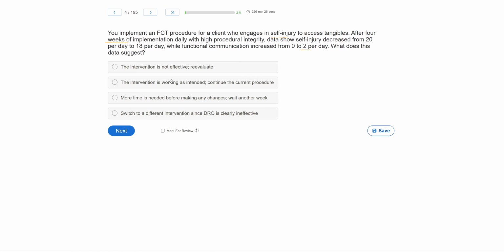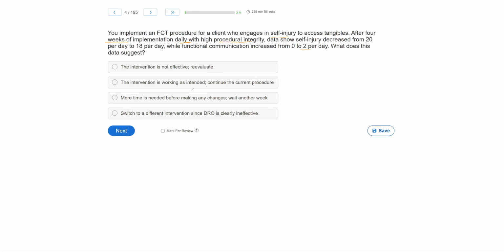Is, after a month, a very small decrease in the target behavior and a very small increase in the new replacement effective? I don't think so. So what does this data suggest? A, the intervention is not effective. Reevaluate. Sure, 4 weeks is long enough, especially daily, high procedural integrity. We're doing everything right. It's consistent. It's happening a lot. And we're just not being effective. And that's a problem. Read all your answer choices.